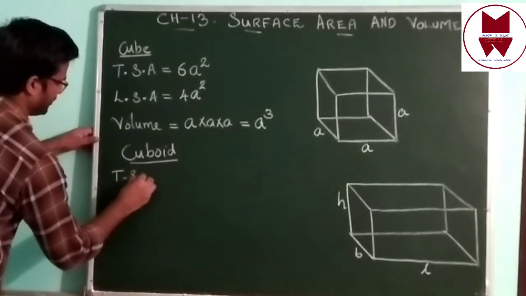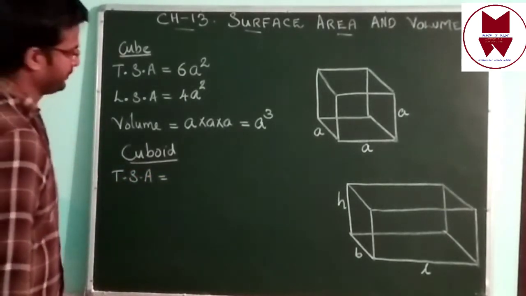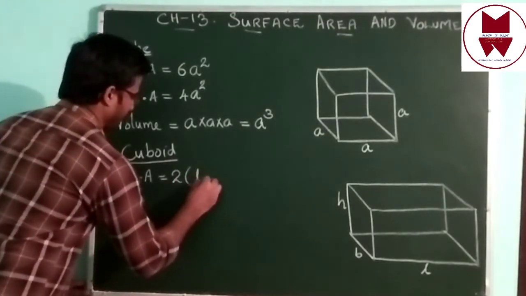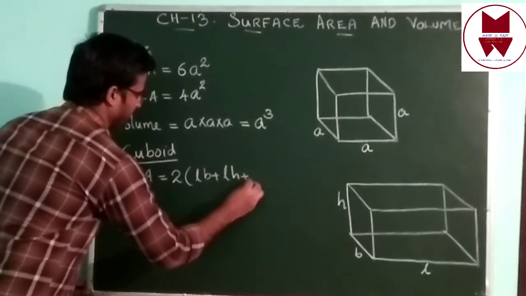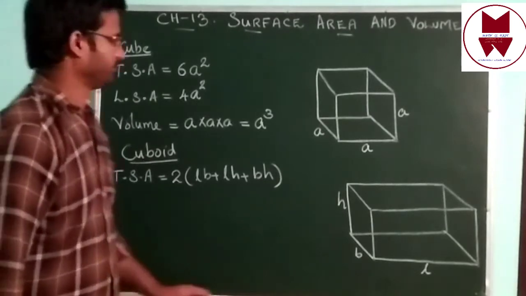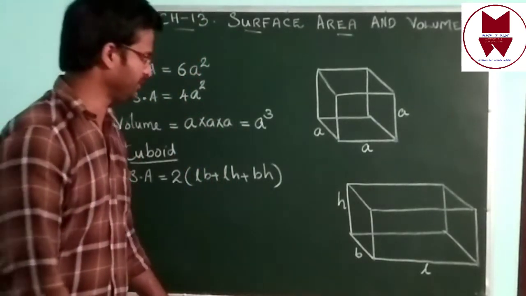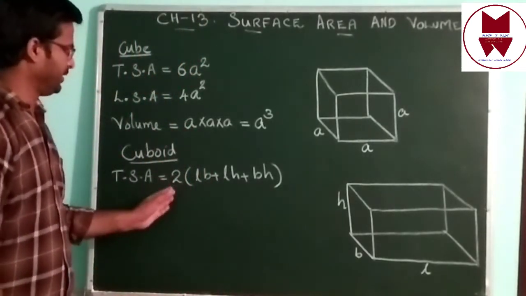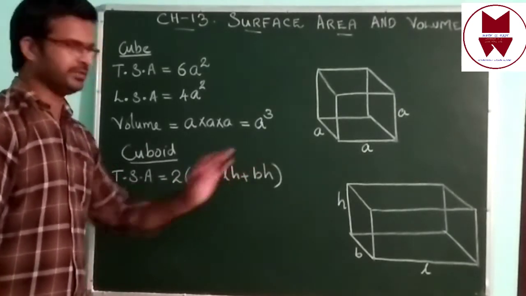First, total surface area equal to that formula is 2 into (LB plus LH plus BH). You already studied in class 9. That's why I am not going to explain everything. And then total surface area is 2 into (LB plus LH plus BH).